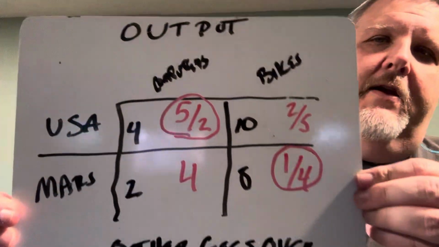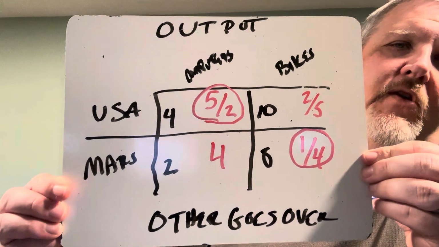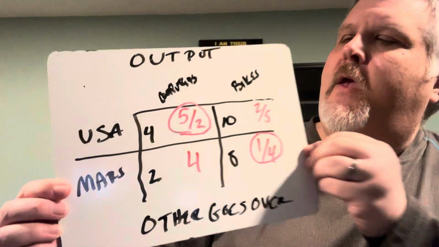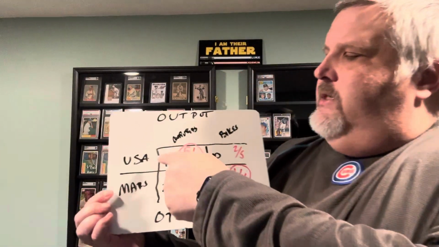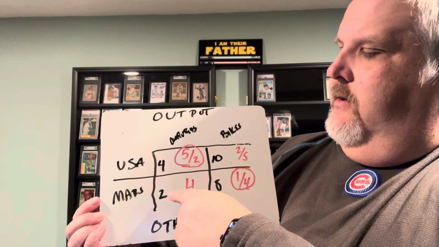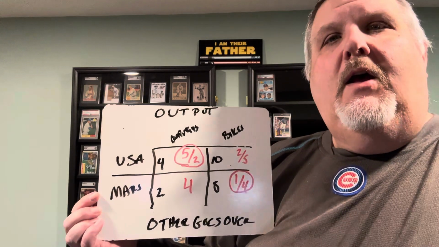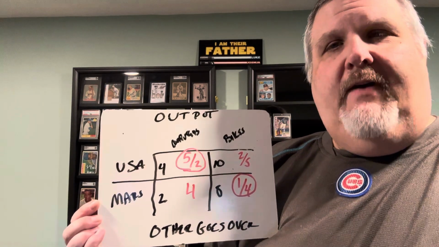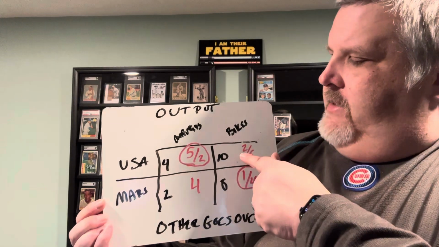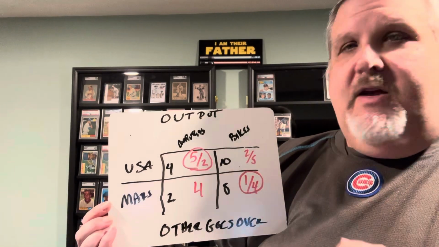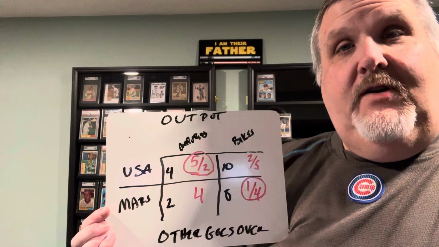ignore everything else. I just want you to look at the black numbers here. And again, if you want to take a screenshot, since you can do some work with it later, feel free. Okay, so what we've got is USA can make 4 computers, Mars can make 2 computers, the United States has an absolute advantage. The United States can make 10 bikes, Mars can make 8 bikes, the United States has an absolute advantage, okay? Now, originally, this is how we decided if countries should trade, okay?